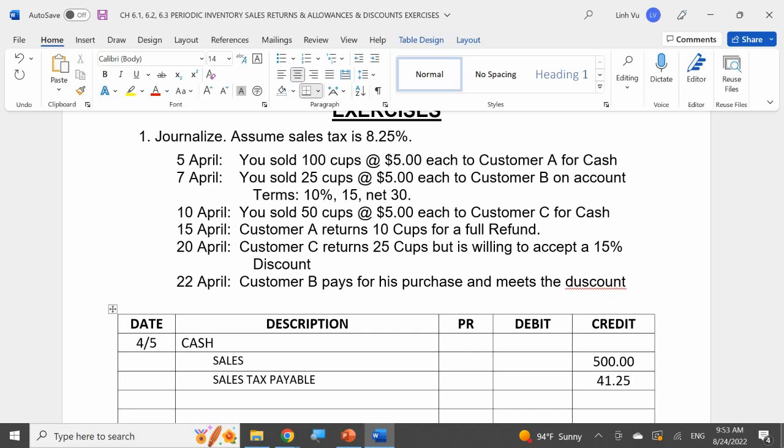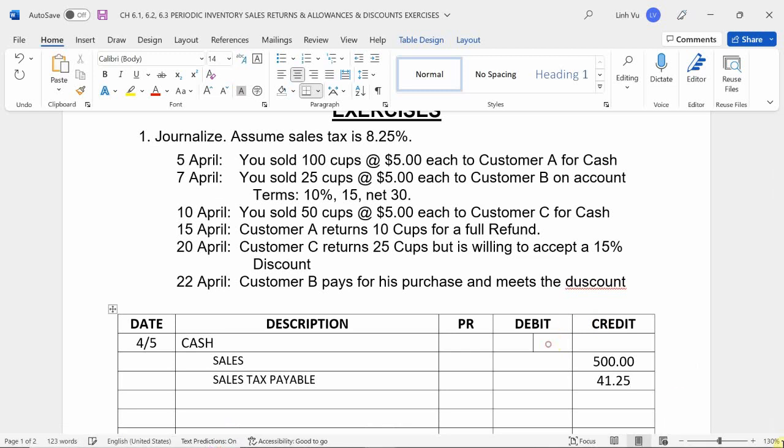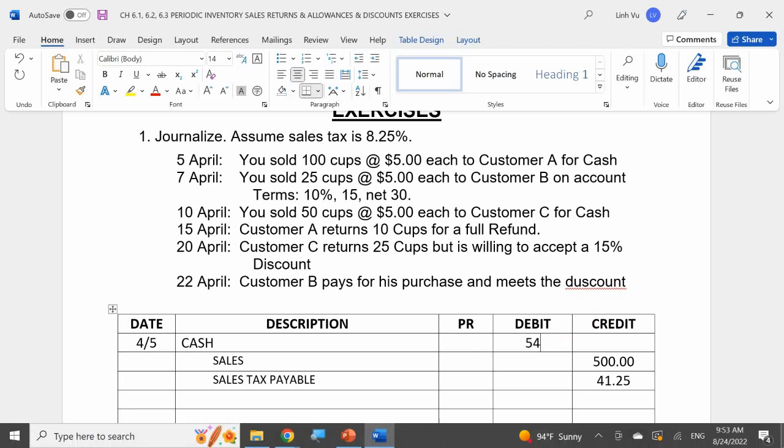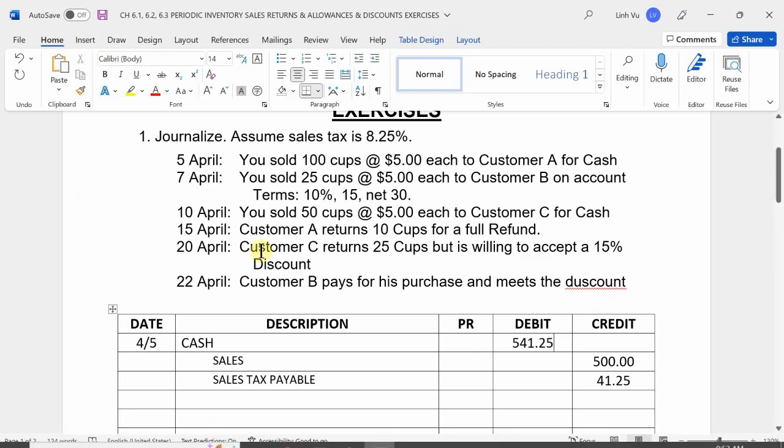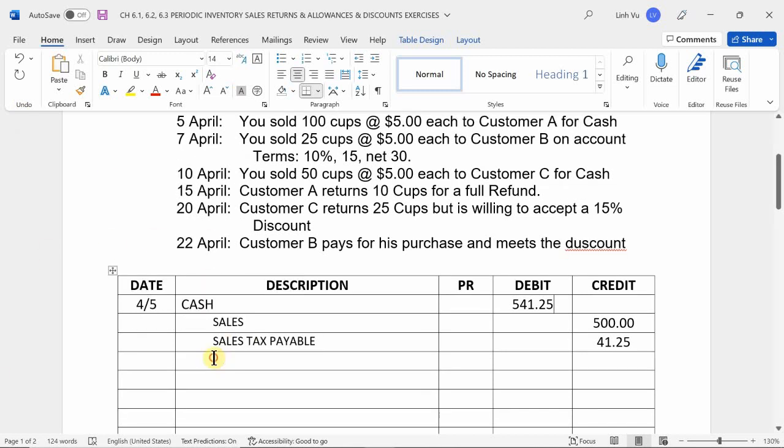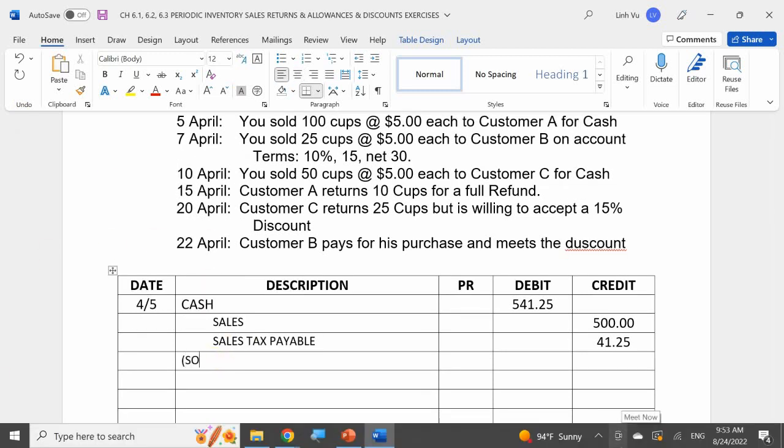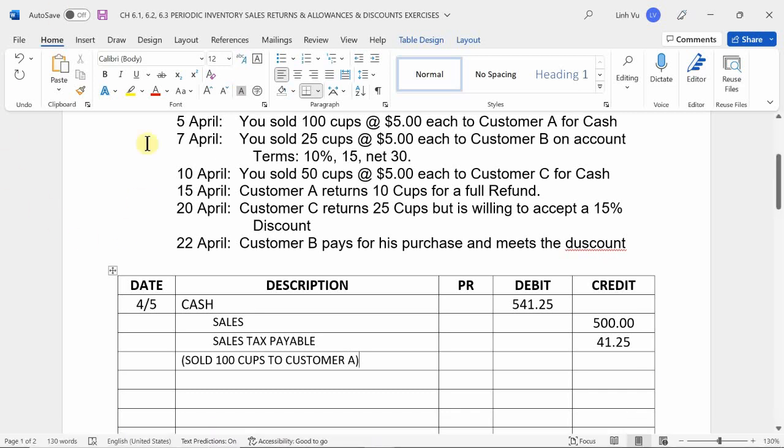So therefore, how much cash am I going to be collecting from customer A? $541.25. Good. So therefore, my description is going to say sold 100 cups to customer A. You don't need to write cash because it's already straightforward that you use the cash account. But the idea here is that you sold to customer A.